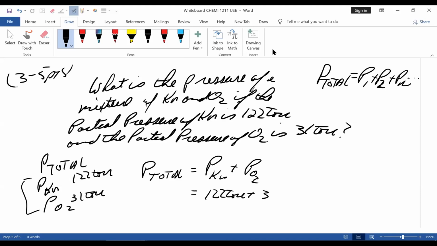This is 31 torr. When you're adding, you keep the same number of significant figures past the decimal as the number that has the fewest. This is 0. This is 0. My answer will be 152 torr if I did it right. Oh, let's do one more. These are fun.